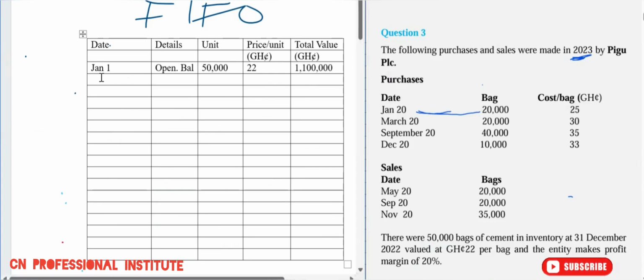Before we come to January 20, we had purchases. We purchased 20,000 units at 25. So 20,000 at 25 will give us 500,000.